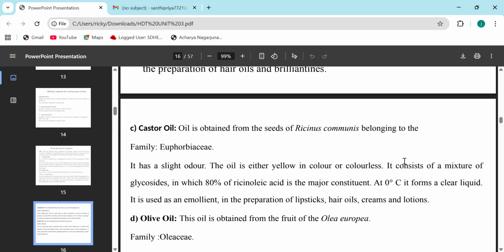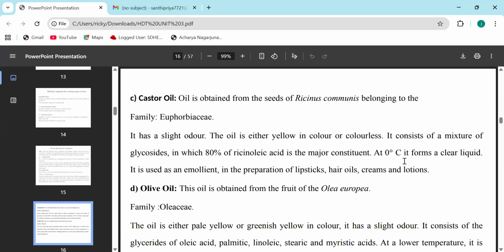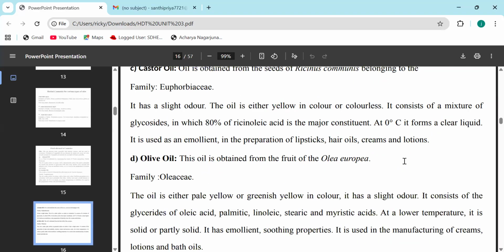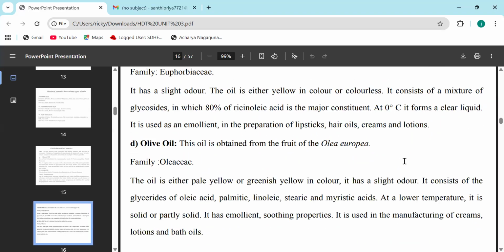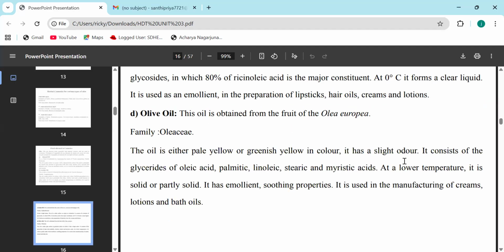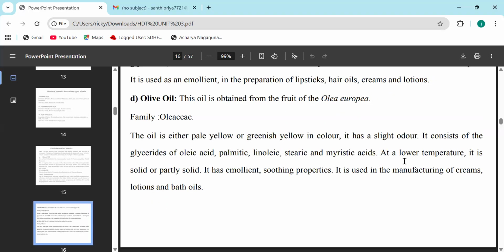And next, coming to olive oil. This oil is obtained from the fruit of Olea europaea. It belongs to the family Oleaceae. The oil is either pale yellow or greenish yellow in color. It has a slight odor, and it consists of glycerides of oleic acid. These are the chemical constituents of olive oil: palmitic, linoleic, stearic, and myristic acids. At a lower temperature, it is solid or partially solid. It has emollient and soothing properties. It is used in the manufacturing of creams, lotions, and bath oils.